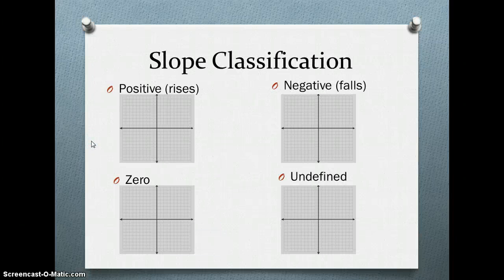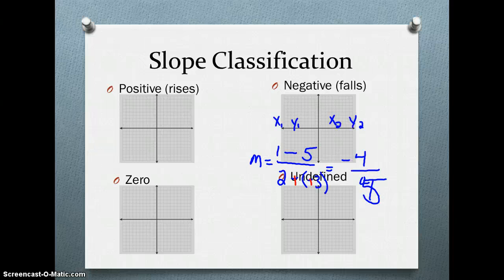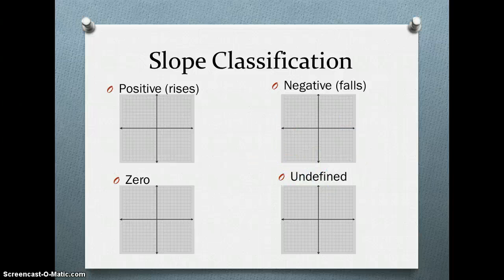Now, classifying slope. A positive slope will look like this. And that's called it that it rises. It rises as you go from left to right. A negative slope, like we just saw with the -4/5, it falls as you go from left to right. This line would have a negative slope. Okay, so we have positive and negative. Those are the two ones that we're typically most comfortable with.